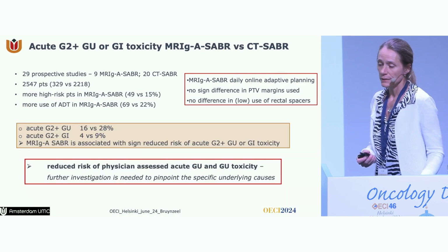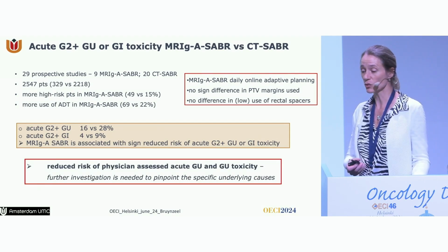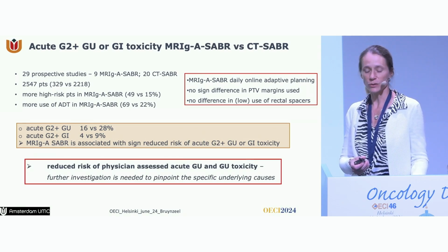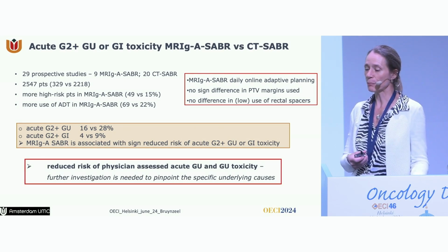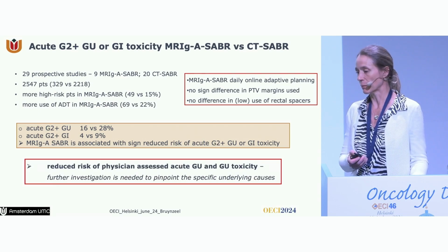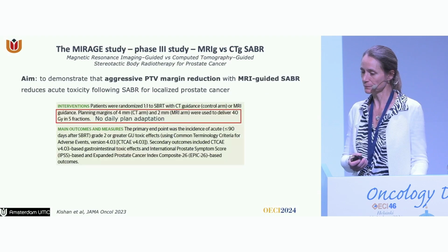The MR-guided adaptive SABR is associated with significantly reduced risk of acute grade 2 or greater GU and GI toxicity. And they stated that further investigation is needed to pinpoint the specific underlying causes, especially the part of the daily online adaptive planning.